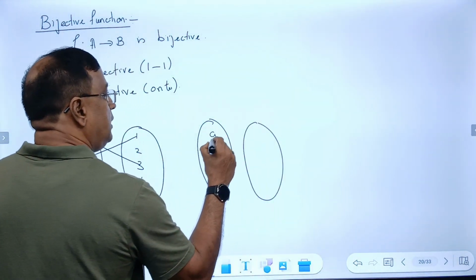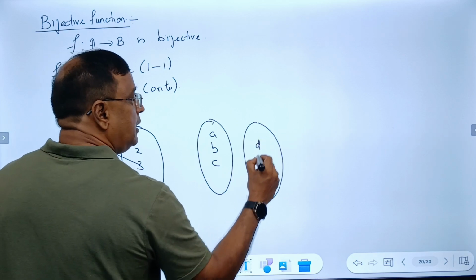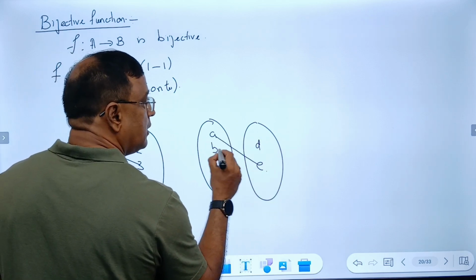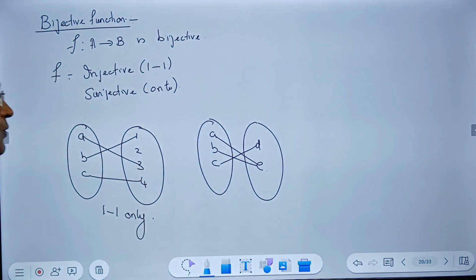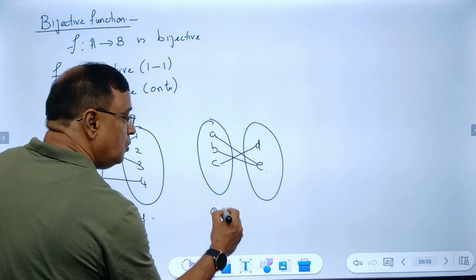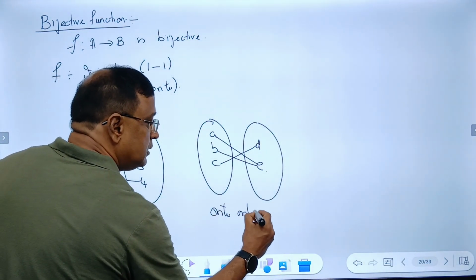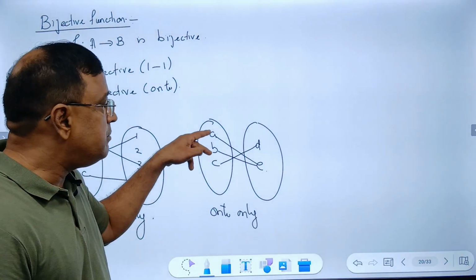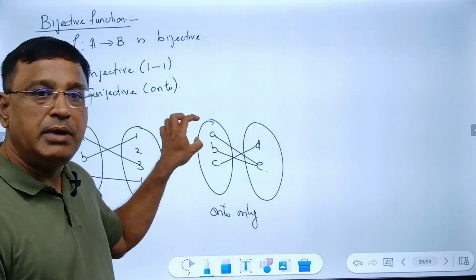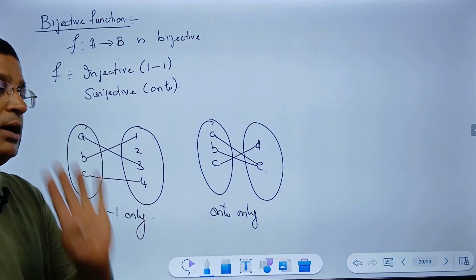I have A, B, C, D and E. What do you say about this? This is onto only. It is definitely not one-to-one because A and B are going to the same element, many to one, so it cannot be one-to-one.